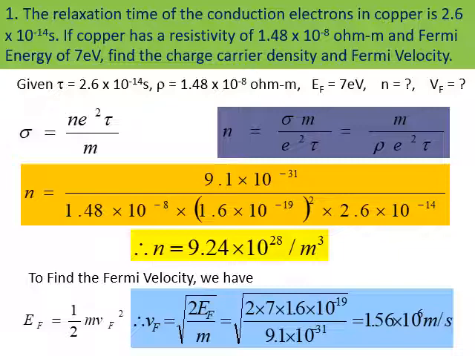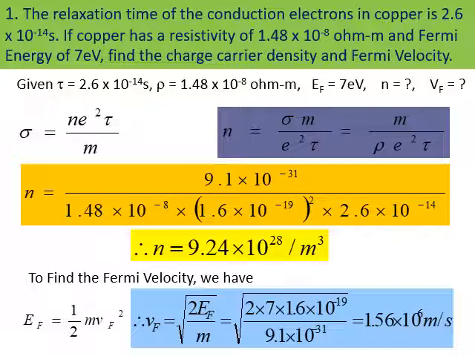Now substituting all the values, m is the mass of the electron, 9.1 × 10^-31, divided by rho, the resistivity, 1.48 × 10^-8, the charge of the electron 1.6 × 10^-19 the whole square, into the relaxation time, that is 2.6 × 10^-14, which will give you 9.24 × 10^28 per meter cube.